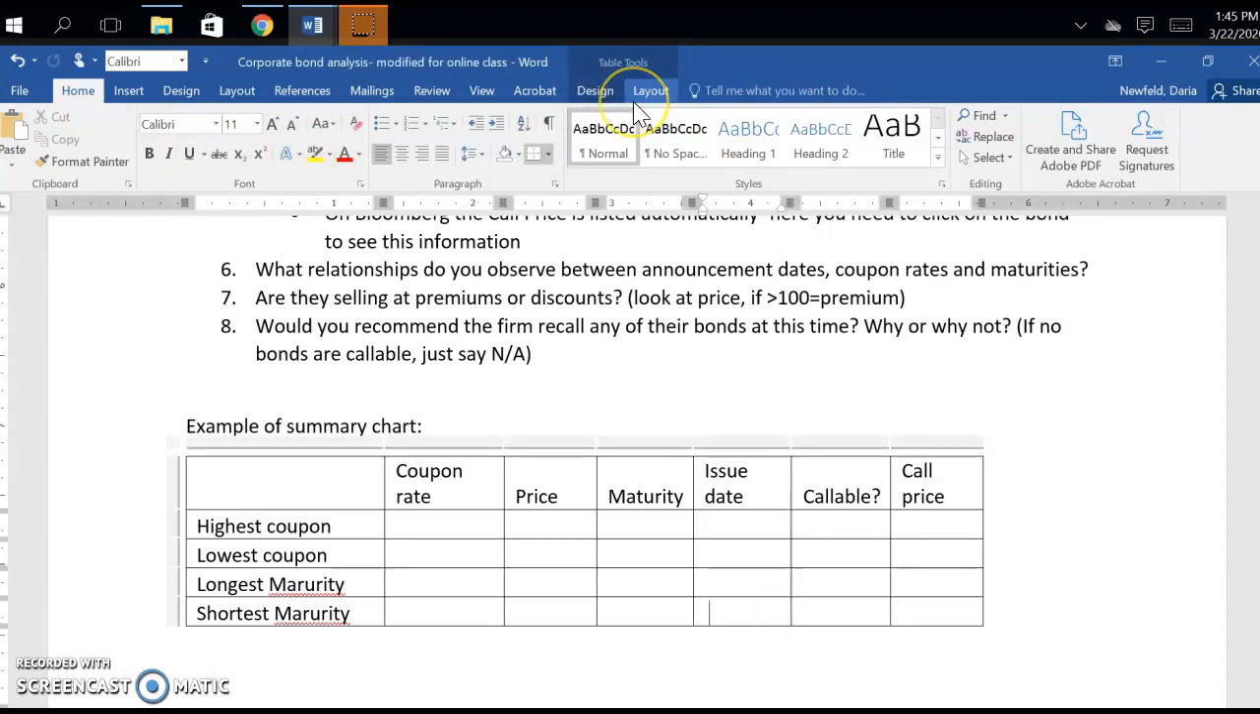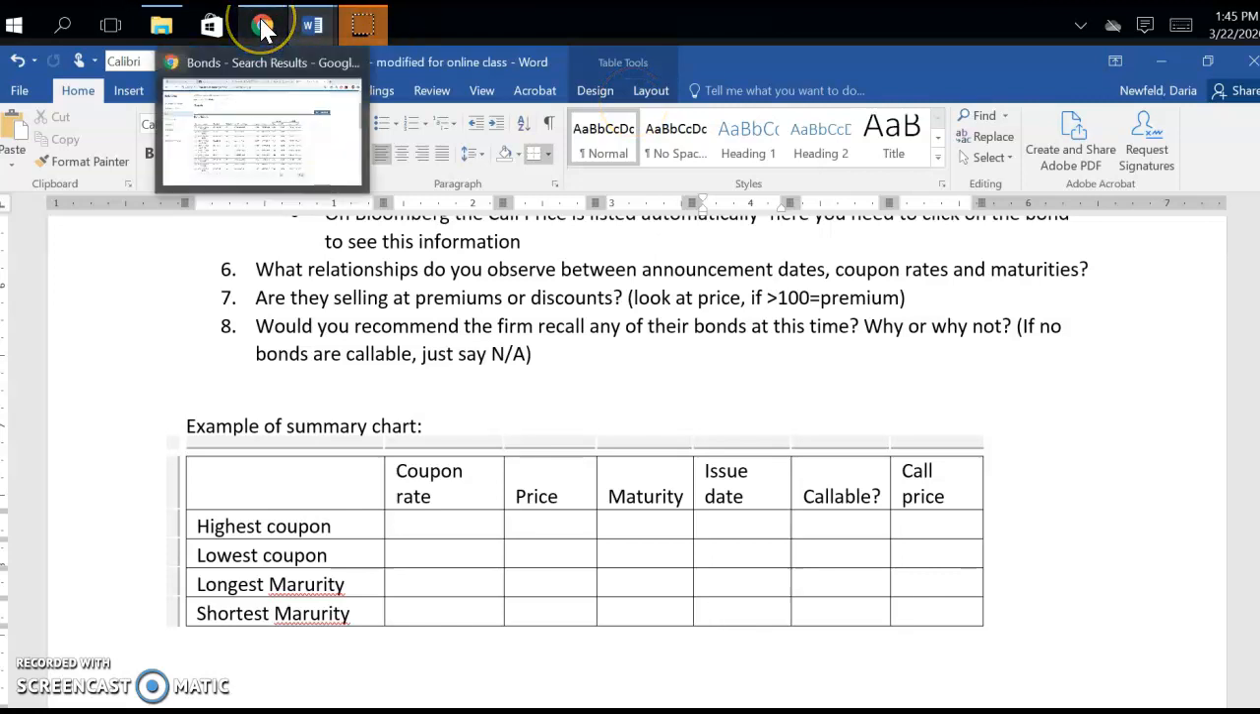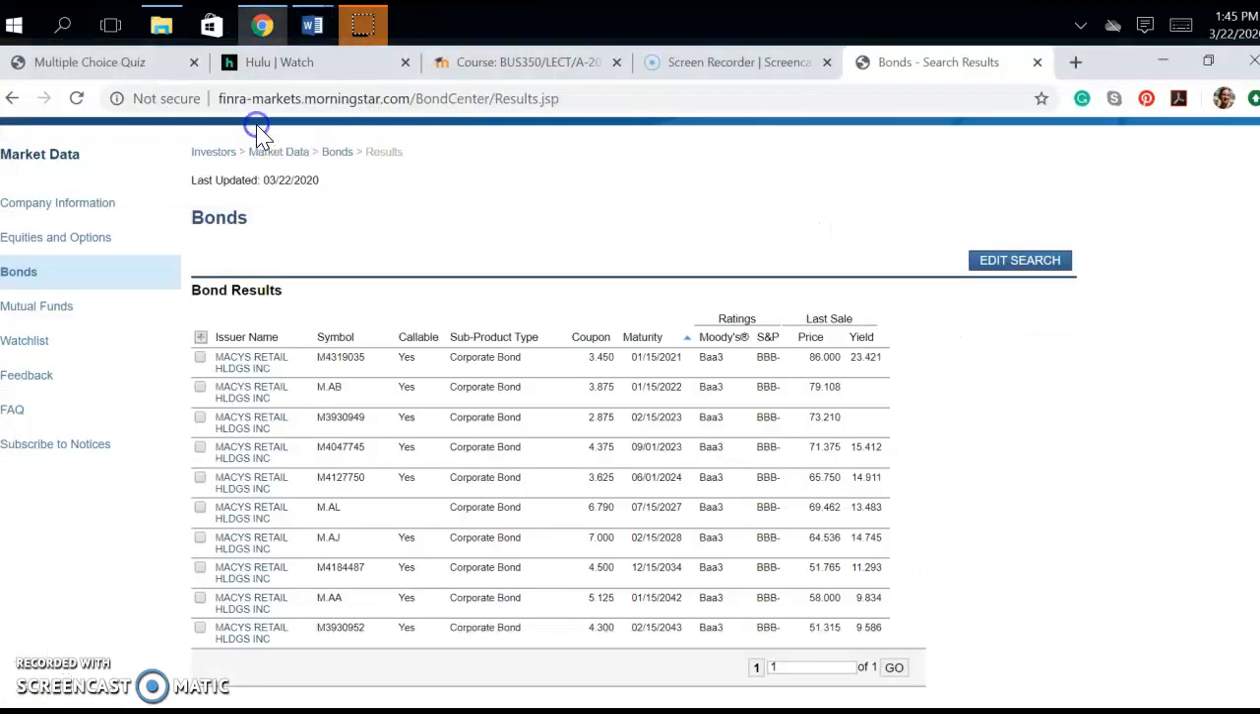Here's what's different about using Bloomberg versus using any other website. In order to figure out the issue date or the call price, with Bloomberg, it just tells me that information. If I'm going to do it using any other set of data, I need to actually click on the bonds themselves to see that information. So I'm going to go ahead and look at this individual bond right here.